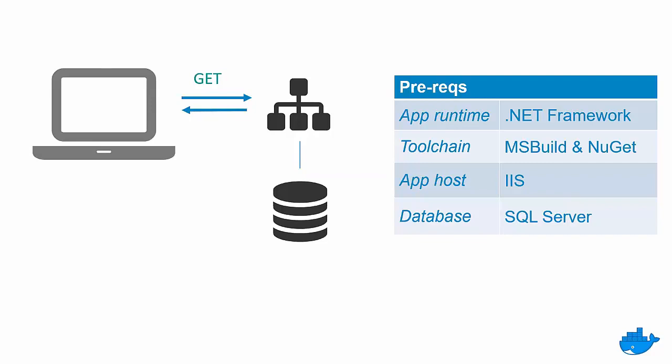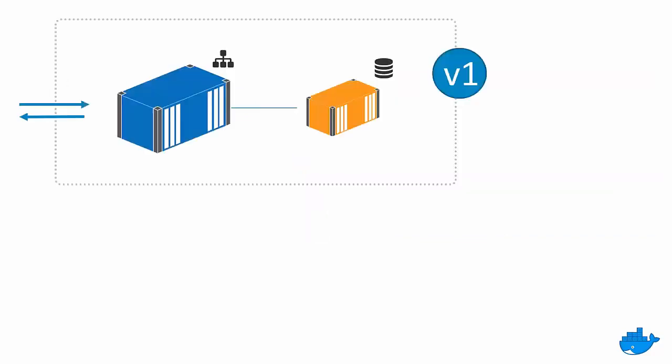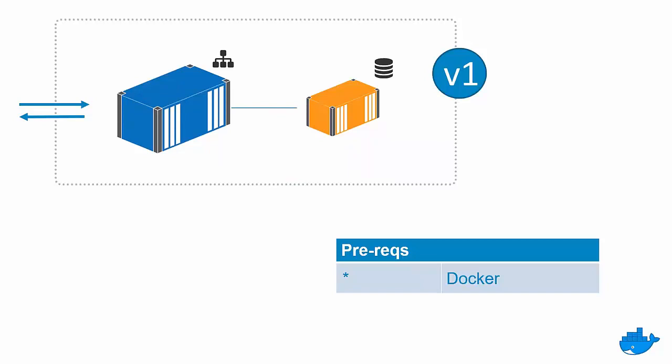So the first thing I'm going to do is just move all these things to Docker. So I'm going to run my web application in a container. I'm going to run SQL Server in a container. And then suddenly the only things I need are Docker.